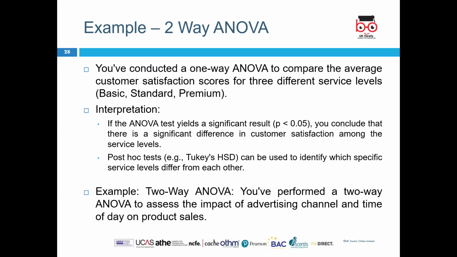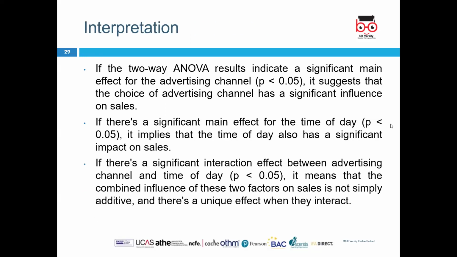Now, two-way ANOVA. Here we have performed a two-way ANOVA to assess the impact of advertising channel and time of day on product sales. So we look into the results of the ANOVA. If the two-way ANOVA results indicate a significant main effect for the advertising channel, which means the significance value is less than 0.05, it suggests that the choice of advertising channel has a significant influence on sales.